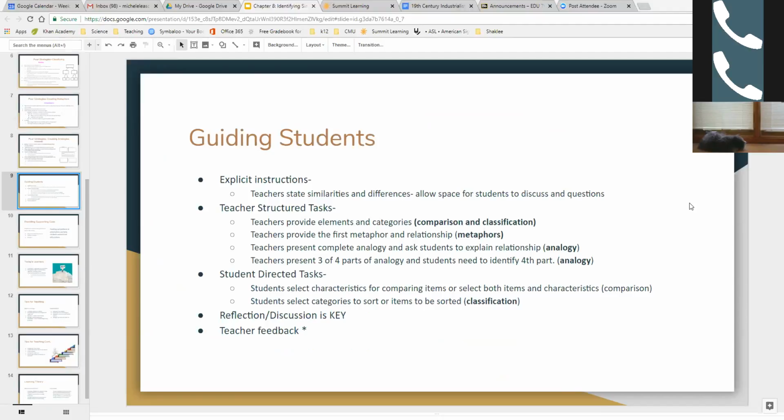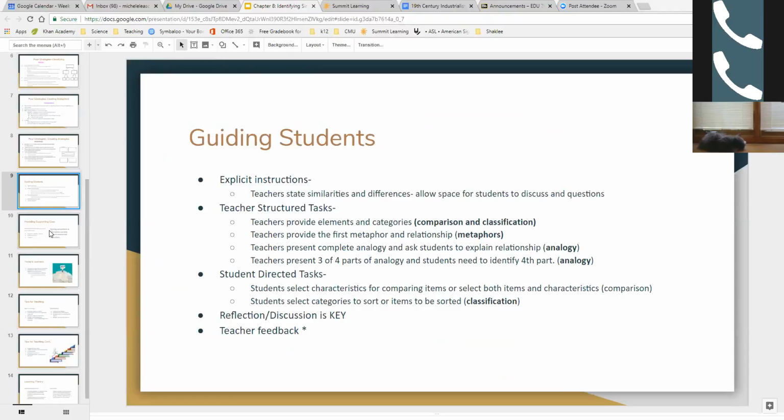Then you do teacher-structured tasks. The teacher is providing the elements and the categories for comparison and classification strategies, or providing the first metaphor and relationship for metaphors, or maybe presenting the full analogy, like night is to day as hot is to cold, and then asking students to identify the relationship. Or presenting three of the four parts of an analogy and then asking students to think of the fourth part that would fill the rule of the relationship.